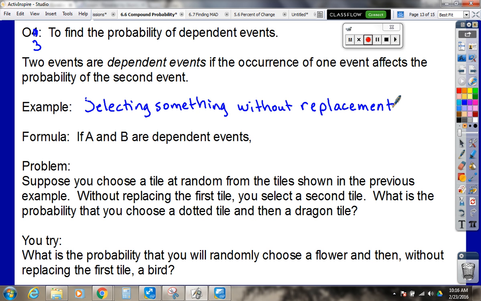Okay, so in the game we were looking at with the tiles, if you picked a tile and you kept it, you didn't put it back, that would make it dependent. The formula is a little bit different. It's probability of A, then B. You're still going to multiply the probabilities. You're going to multiply the probability of A times the probability of B after A, because the probability of the second event is going to be different if the first event already took place. So we have to specify that this is B after A.